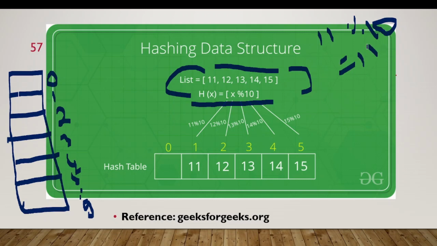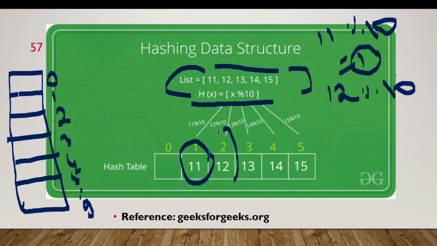That means in the table we are going to store the value 11 at index 1. So where should 11 be? At index 1, so here will be the 11. Is this clear? Now the next value is 12. So we do 12 mod 10. What will be the remainder? 2. So at index 2, we are going to place 12, and so on.